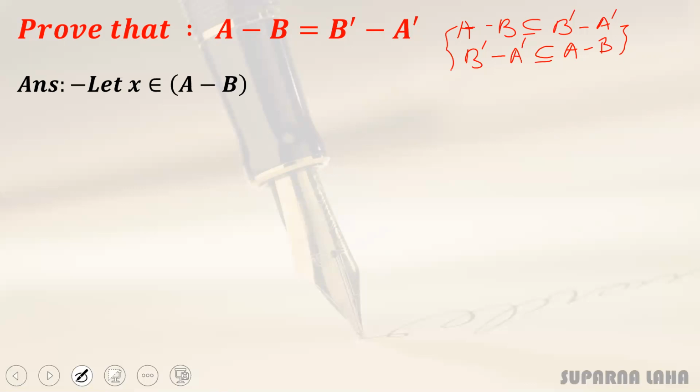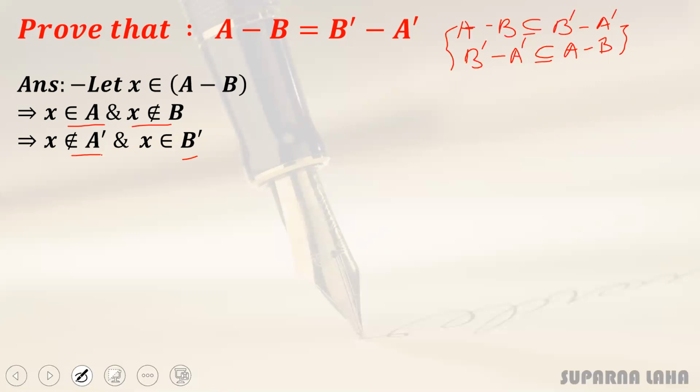So if X belongs to this A minus B, that means X belongs to A and X does not belong to B. So this thing we can write that X does not belong to A complement and X belongs to B complement. Since it does not belong to B, that means it belongs to B complement. Since it belongs to A, that means it does not belong to A complement. So this thing we can also write like that: X belongs to B complement and X does not belong to A complement.